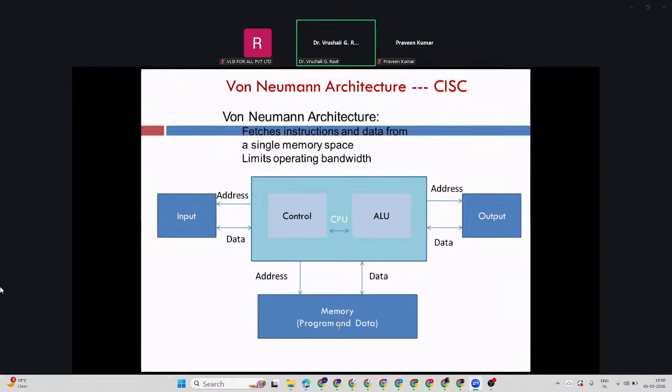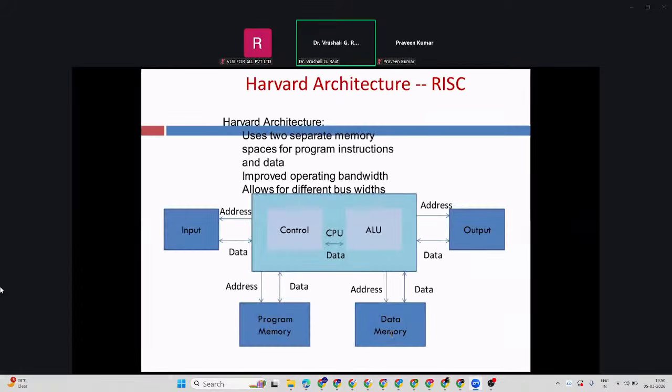And what do you have? Memory. How is this memory? Combined memory for program and data. Some part for program, some part for data. Okay. So that is von Neumann architecture.